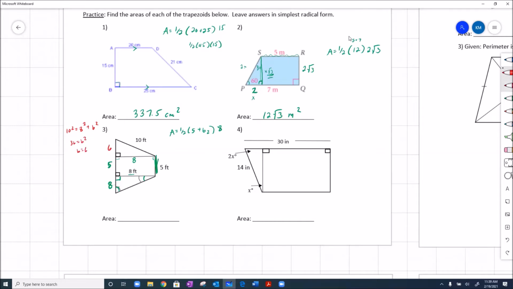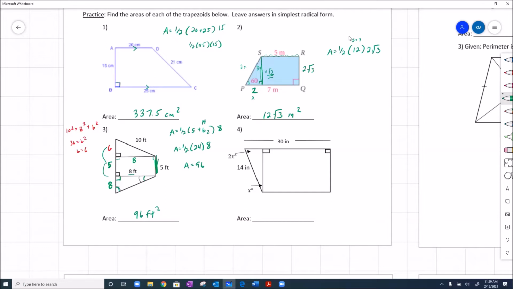All right, so now all that math to find what our second base was, and that is 11 plus 19... So 5 plus 19 is 24. Area equals 1/2 times 24 times 8, 12 times 8, which is 96. So the area of this trapezoid was 96 feet squared.